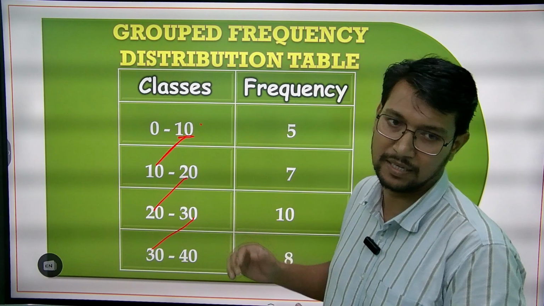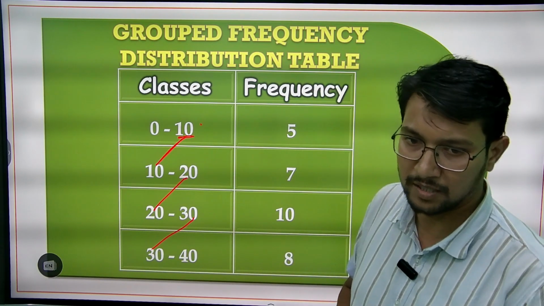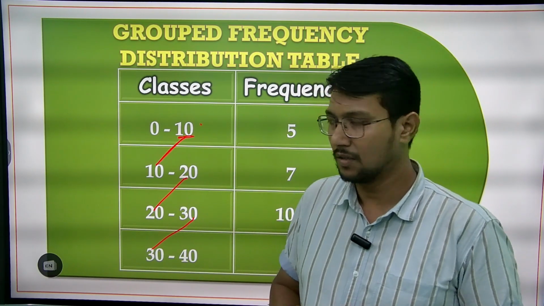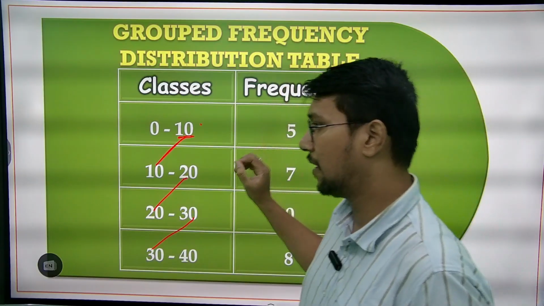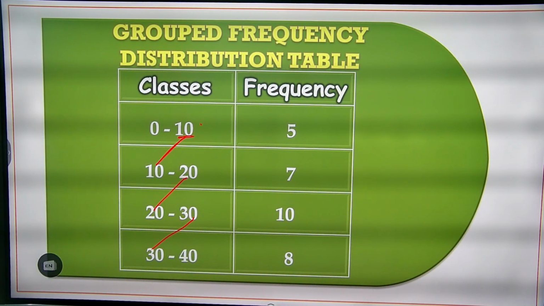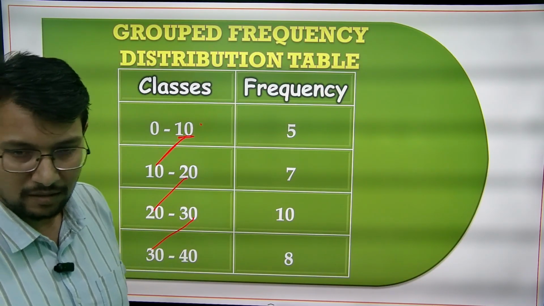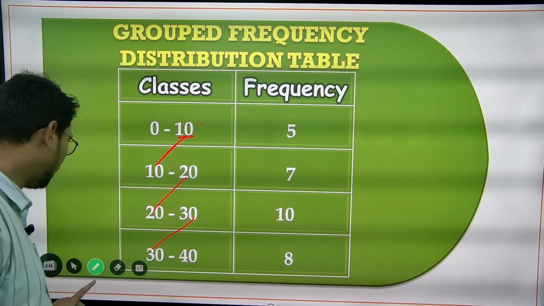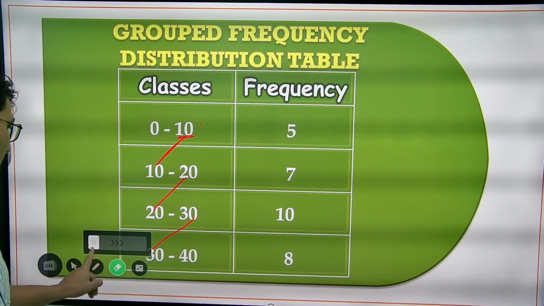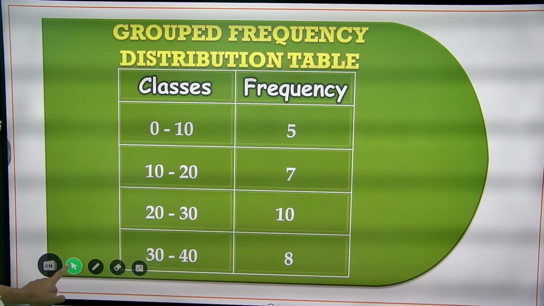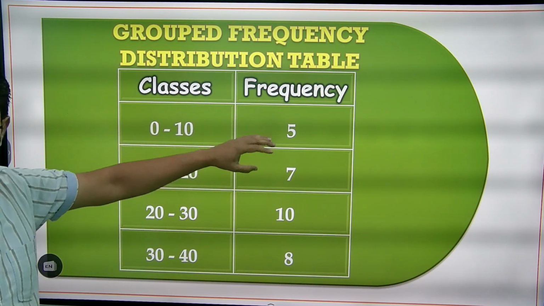I will show you in next slide. Got it everyone? This much clear? So I hope everybody is clear what is grouped frequency distribution table. Yes or no? And how to identify the upper class limit, lower class limit, and frequency, you all have clear. Frequency matlab samajh mein aa gaya na?